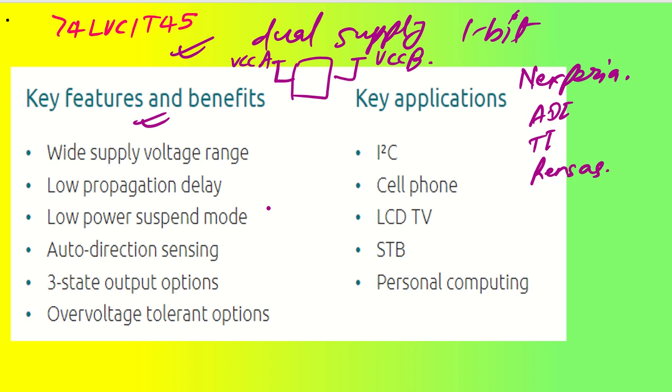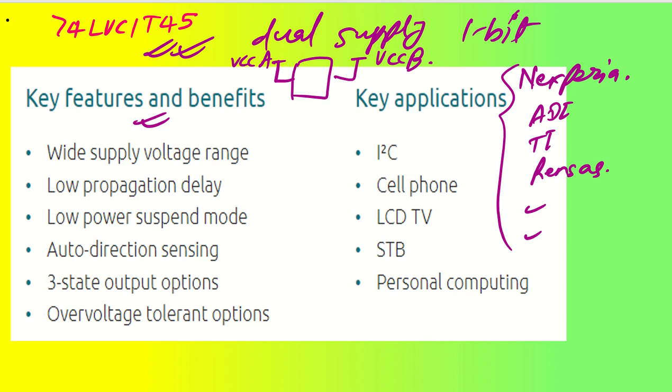Then we have Microchip, Infineon Technology, and onsemi. A lot of manufacturers are there. Okay, so let's stick to this particular understanding of the features and benefits of the IC that we have taken into account, and the same thing can be extended to other manufacturers' ICs as well.